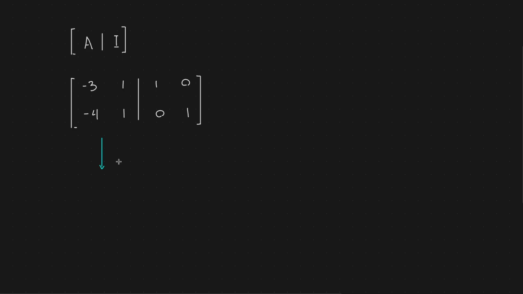All right? So to do that, I am going to start by, let's get a 0 down here, okay? I do need to turn this into a 1, but I'm going to hold off on that because I don't want to turn it into a fraction yet. I don't want these to be fractions yet, all right? So let's do 4 times row 1 minus 3 times row 2. That's going to be my new row 2.